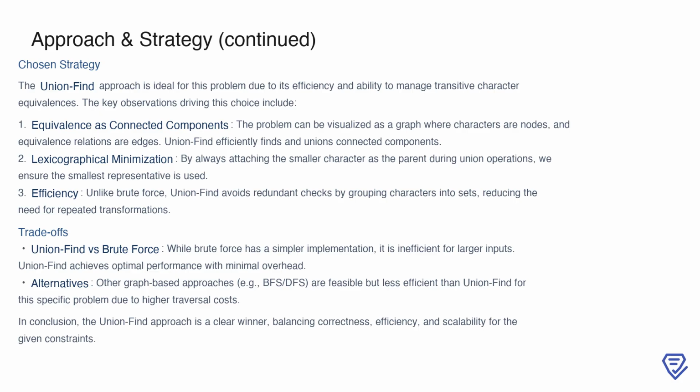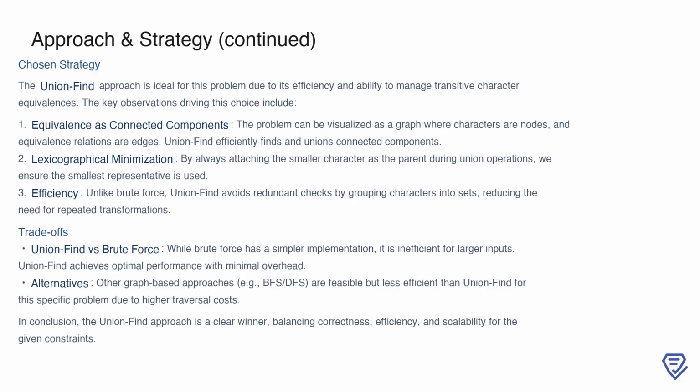The union find approach is the most suitable solution for this problem due to its balance of efficiency and correctness. At its core, the problem can be visualized as a graph where characters are nodes and equivalence relationships between them are edges. Union find excels at managing such connected components. By always attaching the smaller character as the parent during union operations, we ensure that each equivalence class is represented by its smallest lexicographical character. This guarantees that the transformed string is optimized.